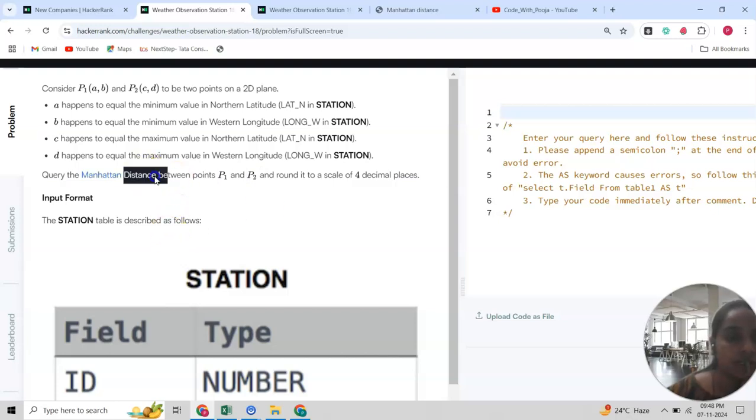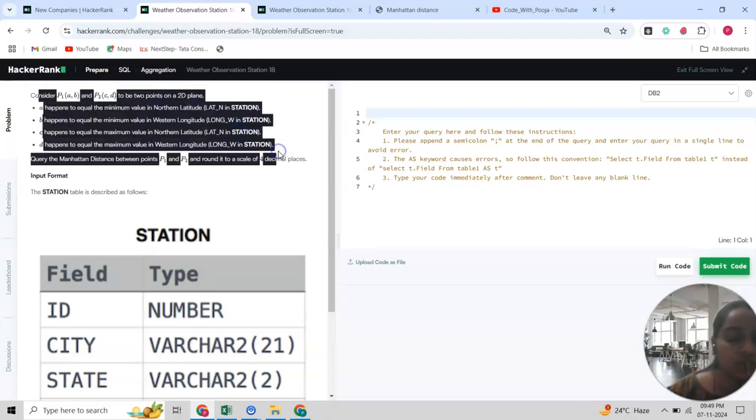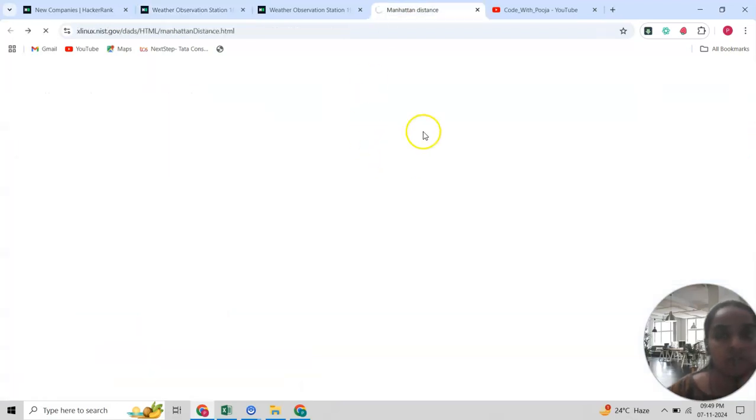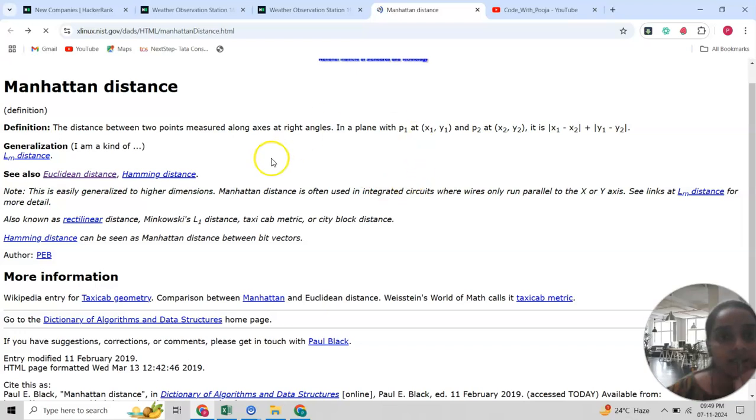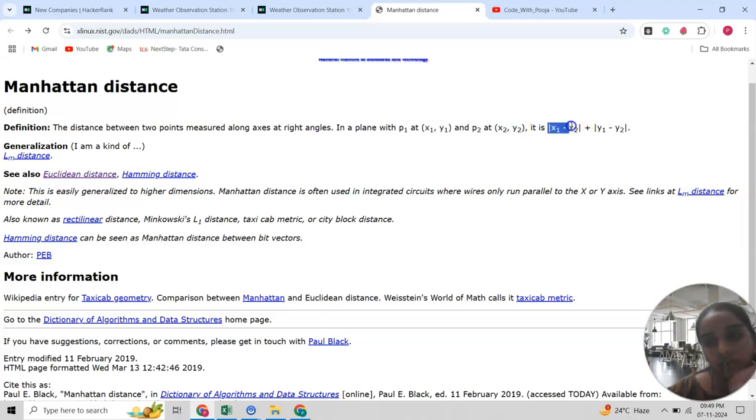So what is the Manhattan distance? Before that, we have to understand it, because a, b and c, d are things we know how to find, but how is the Manhattan distance found? So let's continue. The definition of Manhattan distance is the distance between two points measured along axes at right angles. Simply, it is a formula: mod of x1 minus x2 plus mod of y1 minus y2 is the Manhattan distance.